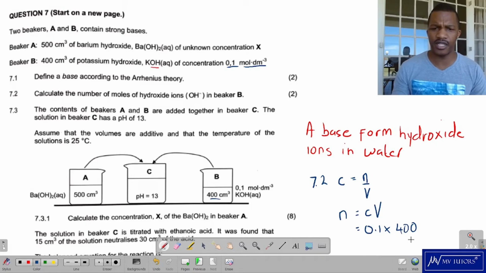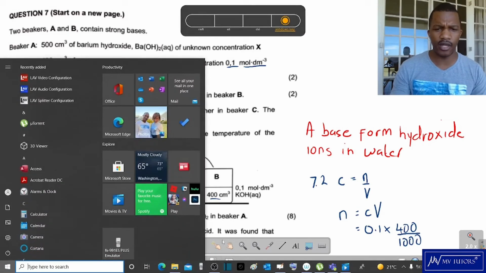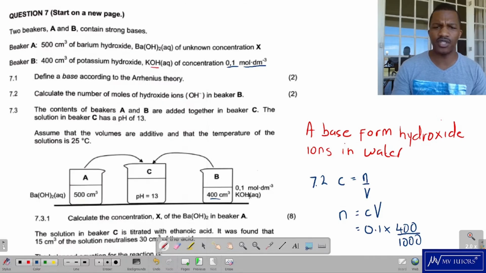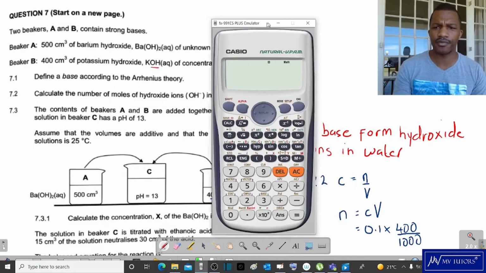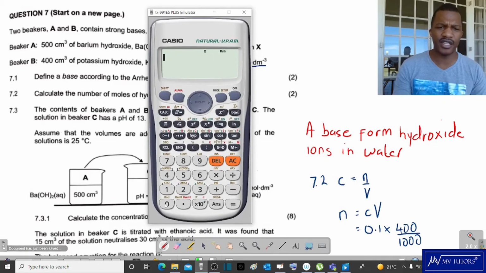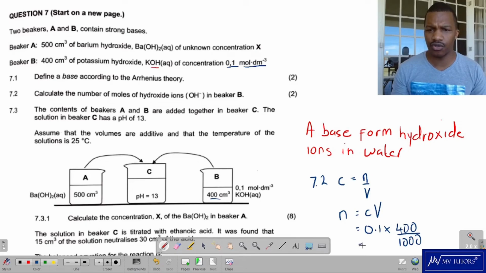So converting centimeter cubed to decimeter cubed, we divide by 1000. At this point, I'll bring out a calculator and put it exactly as it is: 0.1 times 400 divided by 1000, like that. We get 0.04, so it equals 0.04 mole. That's it.